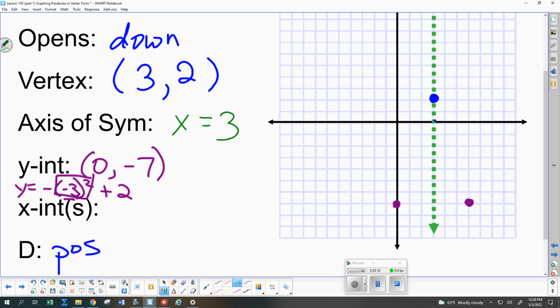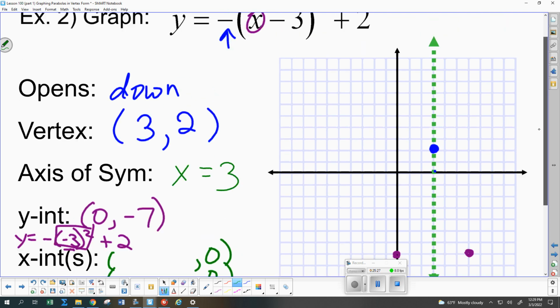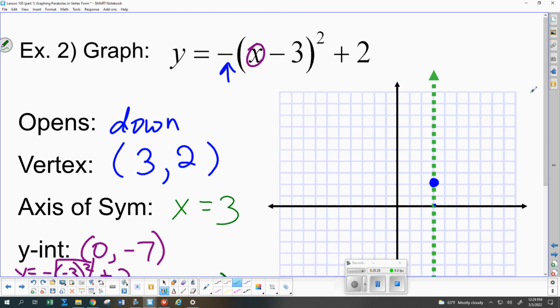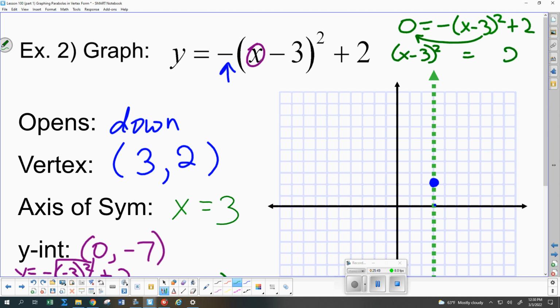For the x-intercepts, we need to have y is 0. We know there are two of them. So we go back to our equation, and now the y is 0. So 0 is minus x minus 3 squared plus 2. Since this one has a minus in front of it, I'm going to add it to both sides and have x minus 3 squared is equal to 2.